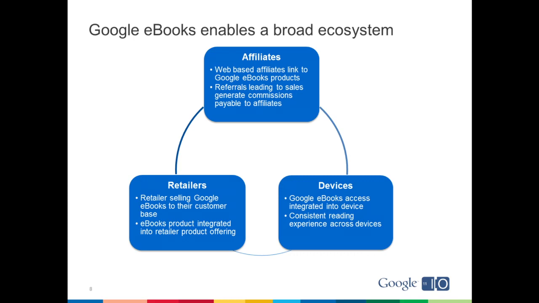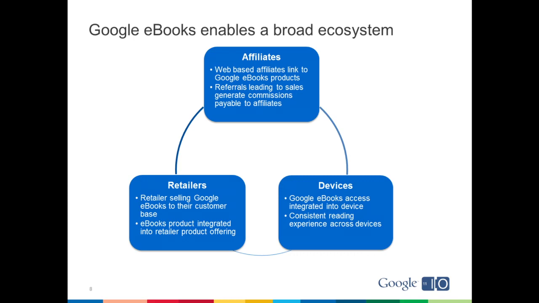So let's dive into some detail around how these partners integrate with us. So first, who are these different partners? The first set of partners are affiliates. Affiliates are web-based publishers that want to make money by referring their users to Google eBooks and then getting paid a commission when that user buys a book.